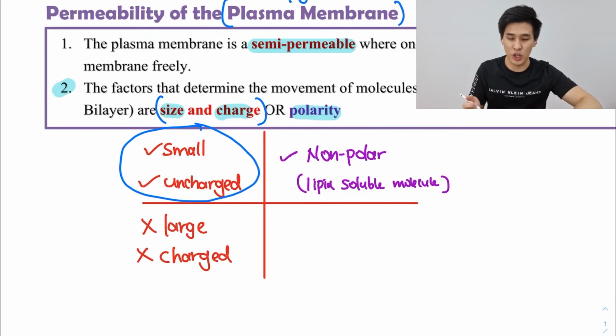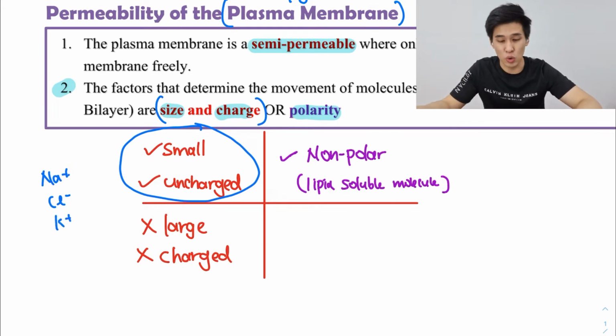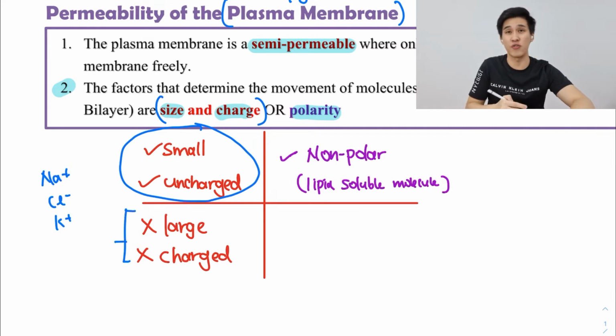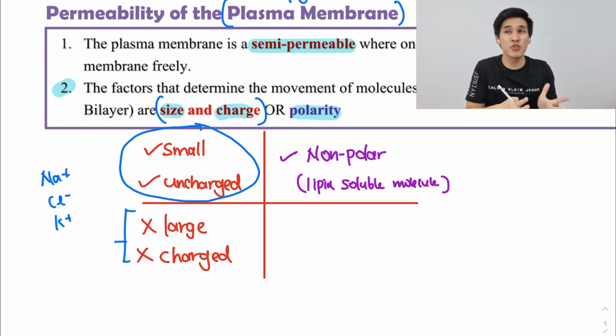Uncharged molecules are the opposite of charged. So charged molecules are like the ions you learn in chemistry, the sodium, the chlorine ions, even the potassium ions, and plus, minus, all this kind of charge. So if you are charged, sorry, you cannot pass through, and if you are large, the same. So this substance will have to try to sneak in through the back door, the 2 proteins just now.